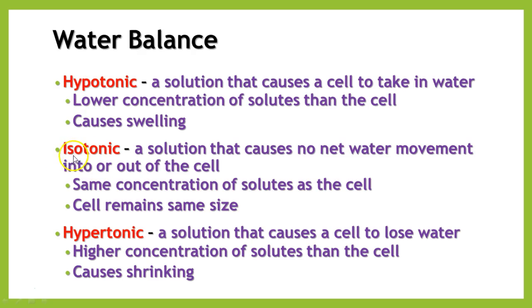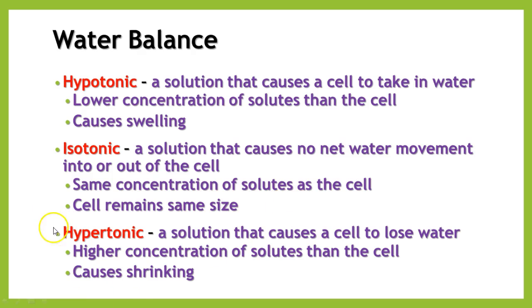Isotonic solutions, iso means the same or equal, just like an isosceles triangle has two equal sides. This is a solution that causes no net movement of water from one side to the other, either into or out of the cell, because the concentrations of solute particles are about the same inside the cell as outside the cell. The cell is going to remain the same size, and there's not going to be any net movement. Will there be water movement into and out of the cell? Yes, there will, but it'll move more or less equally from one side to the other.